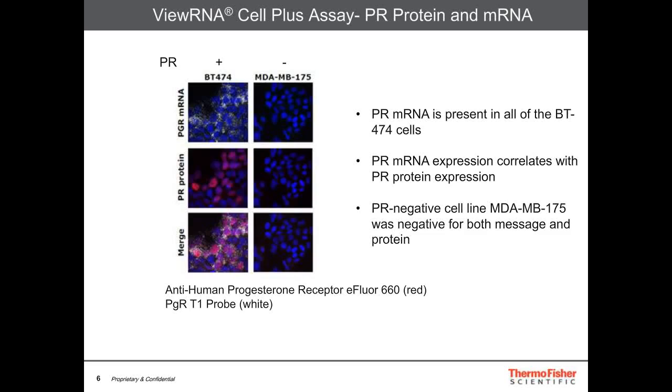We did a similar look for progesterone receptor, where we had a cell line that expressed progesterone receptor and one that did not. And we see that progesterone receptor mRNA is expressed in the BT474 line, and we see nice correlation with expression of progesterone receptor protein shown in pink, localizing to the nucleus. And it's a nuclear receptor, so this is exactly what we would expect to see. And in the MDA-MB175 line, we do not see any message or protein.